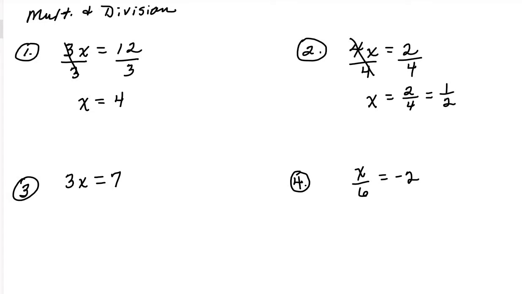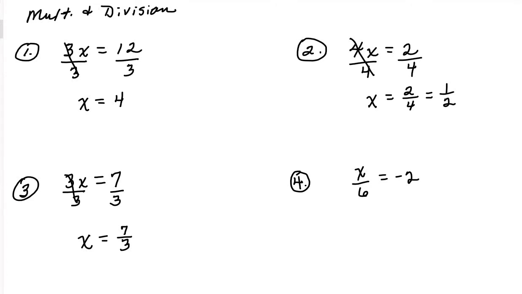Now, problem 3. I'm going to divide both sides of the equation by 3. On the left-hand side, the 3s are going to cancel, leaving me with just x. And on the right-hand side, there's nothing for me to do. I can't divide 3 into 7 evenly, so my answer is just 7/3.